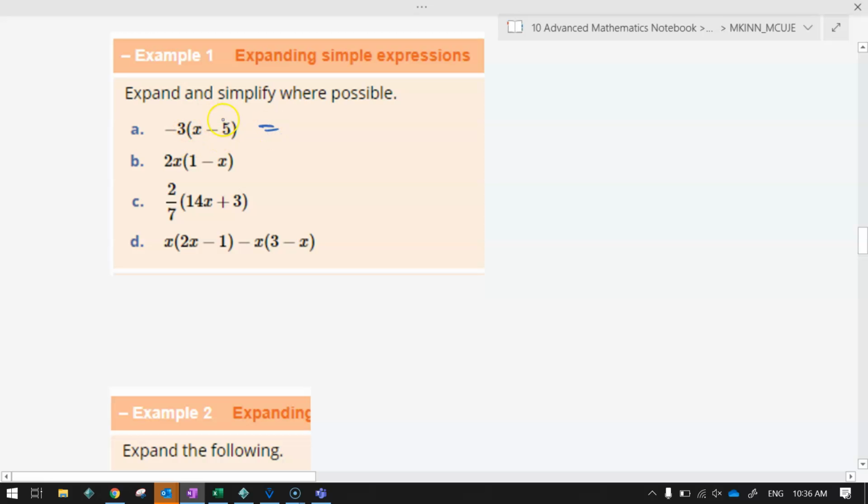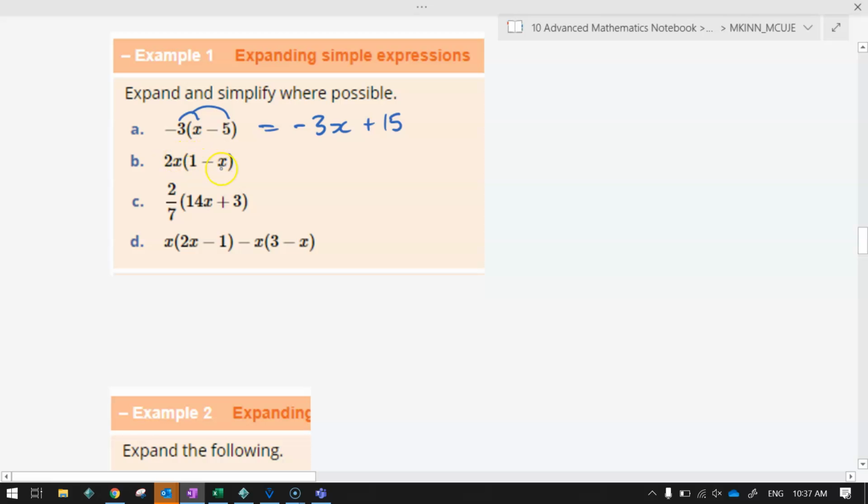First one here, -3 outside of x minus 5. So I distribute the -3. If it helps you to draw those lines in, draw them in. I have no problem with that. We're going to have -3x plus 15. Why is it plus 15? Because that negative distributes to both terms inside the brackets. And when I get a negative multiplied by a negative, it gives us a positive.